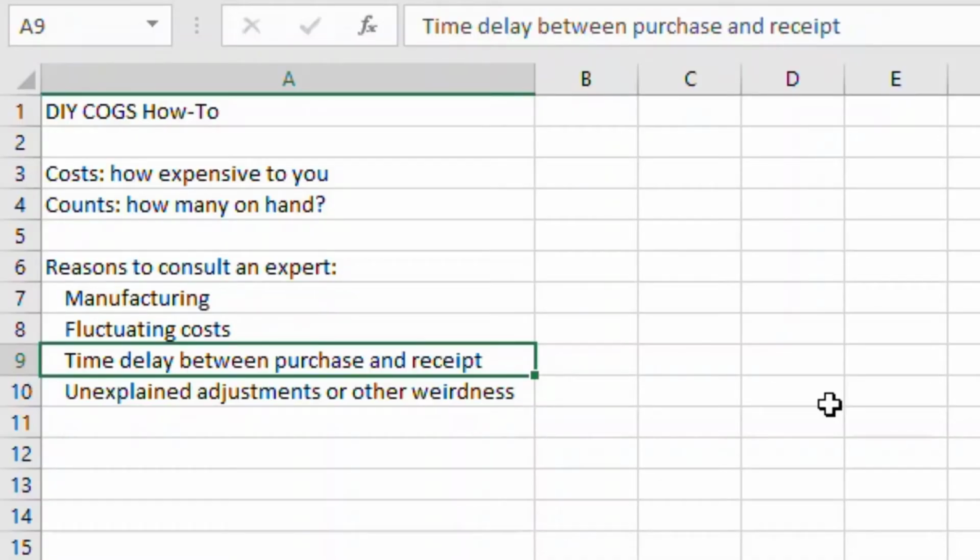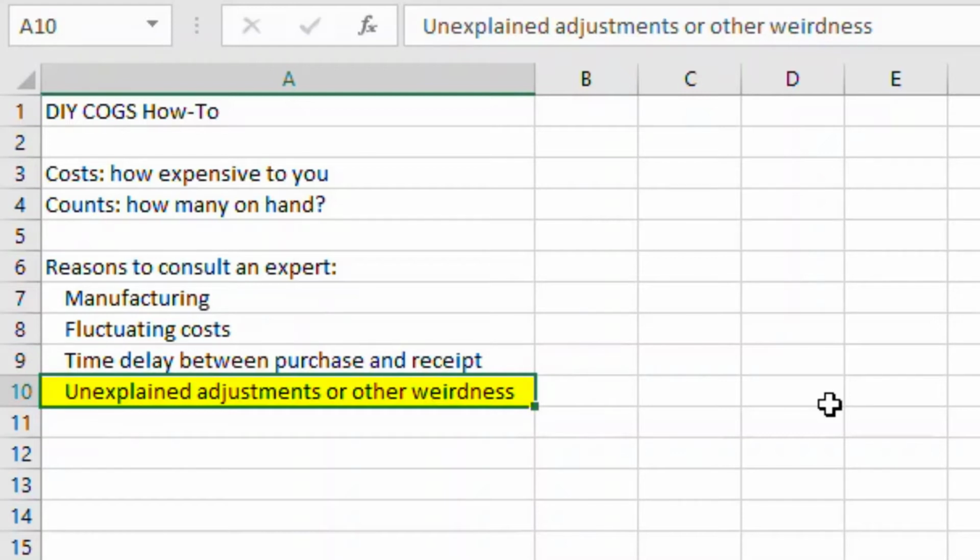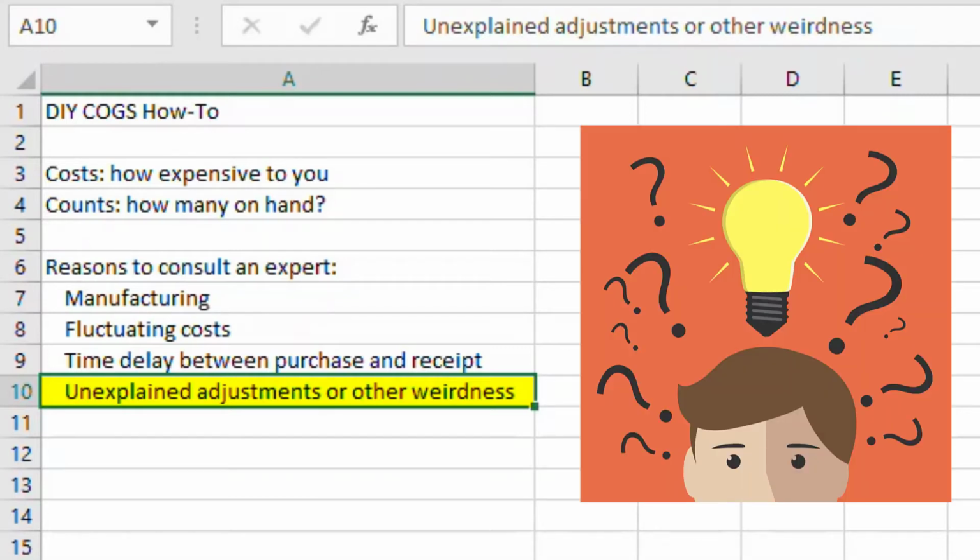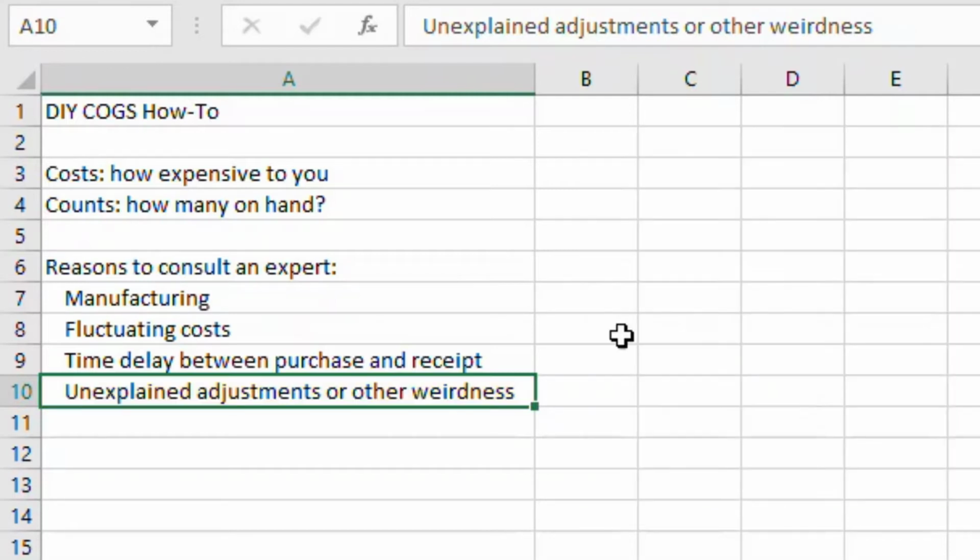And last is any sort of unexplained adjustments or other weirdness. So if you know that your processes are kind of out of the box, or you keep seeing large adjustments when you don't expect them as you get into your physical inventory valuation, or you just are a little lost. You try to put this together and it's harder than you think it's going to be, or the numbers just don't seem to add up the way you expect them to, we're happy to answer some questions. So those are some reasons that you might want to consult an expert and not try to DIY your COGS.